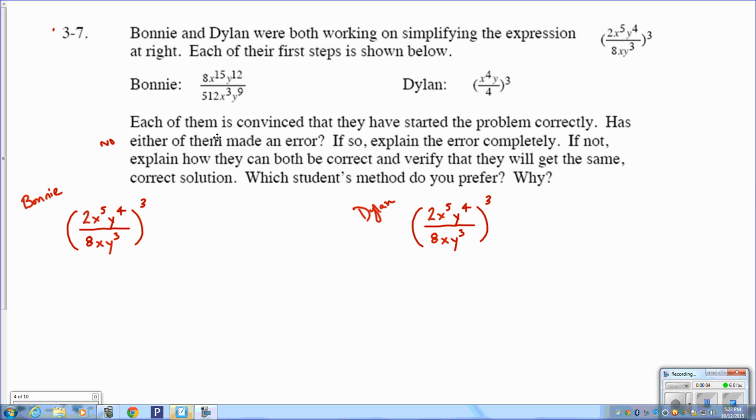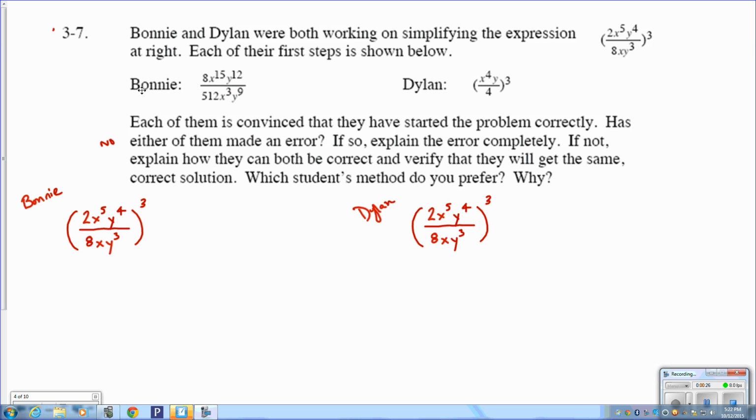Okay, here we go. Problem 3-7. Says Bonnie and Dylan were both working on simplifying the expression at right. Each of their first steps is shown below. So here is our expression they started with. They had the product 2x to the fifth, y to the fourth, divided by 8x, y to the third, and they took the quotient of that and raised it to the third power.